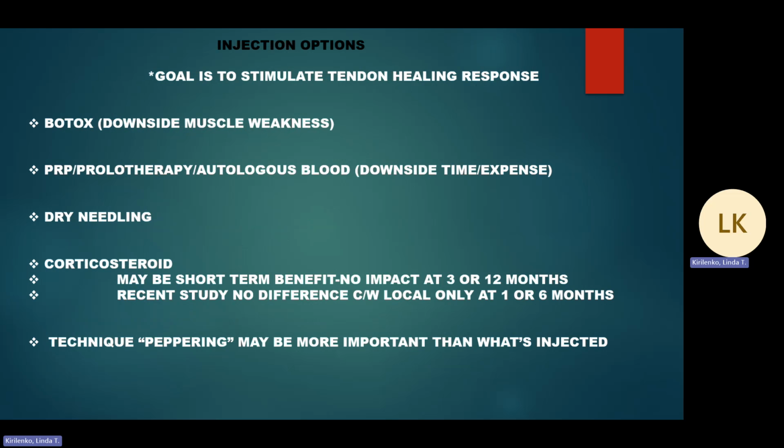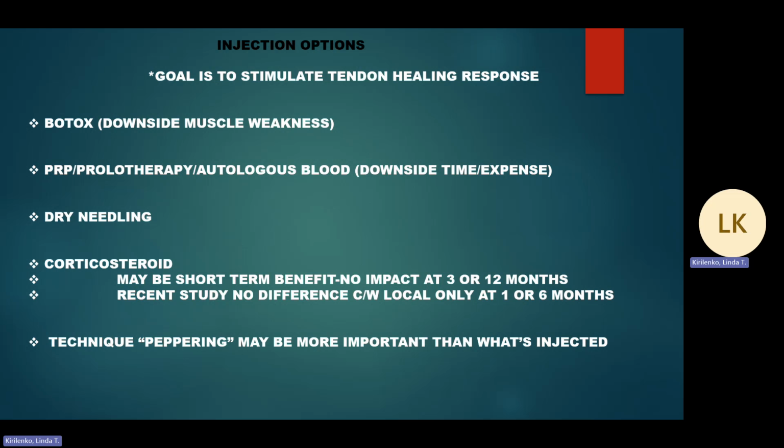Injection options: Botox, PRP, prolotherapy, autologous blood. The downside is the time, and a lot of insurers won't cover this. Dry needling, which is sometimes performed by a physical therapist. Botox, downside is muscle weakness.